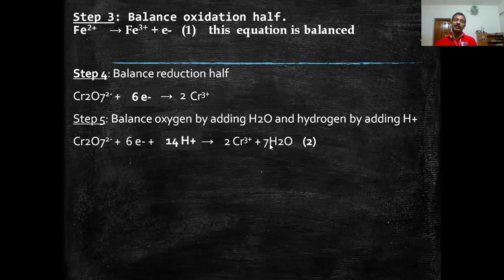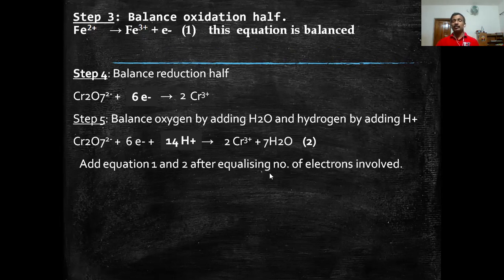2 chromium, 14 H plus, 14 H, 7 into 2, 14. 7 oxygen, balanced. Now in order to get the complete balanced equation, we have to add the oxidation half and reduction half. But when you add them, you have to notice here 6 electrons are involved. Here only 1 electron involved. The released electrons only can be absorbed here. So it has to produce 6 electrons. So you have to multiply this equation with the 6. Okay, add equation 1 and 2 after equalizing the number of electrons involved.